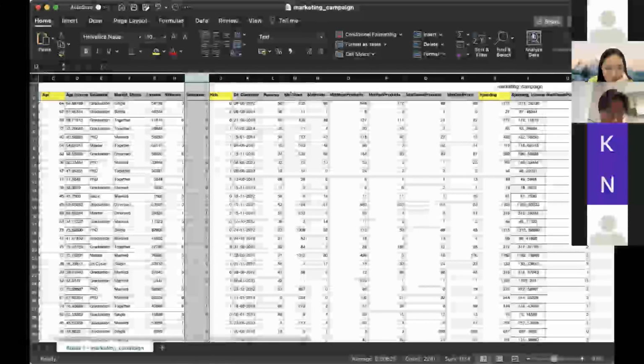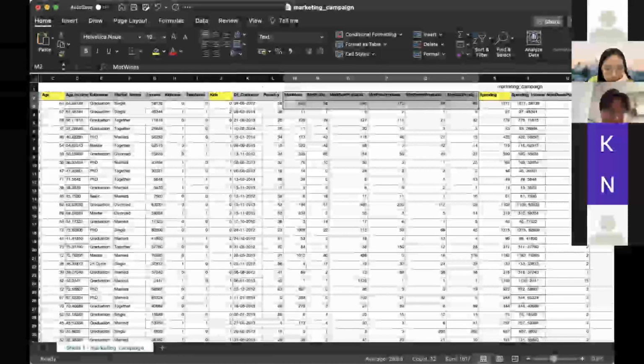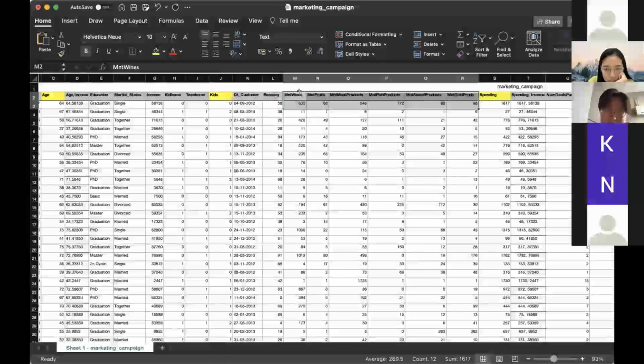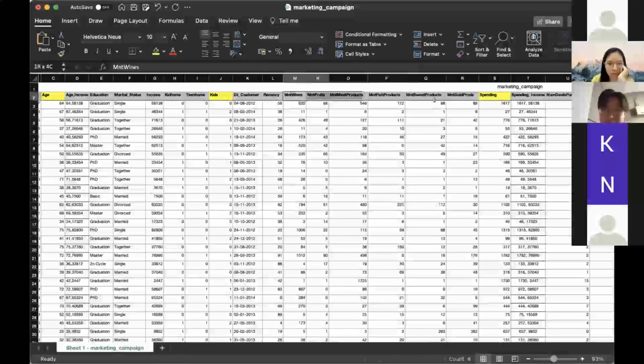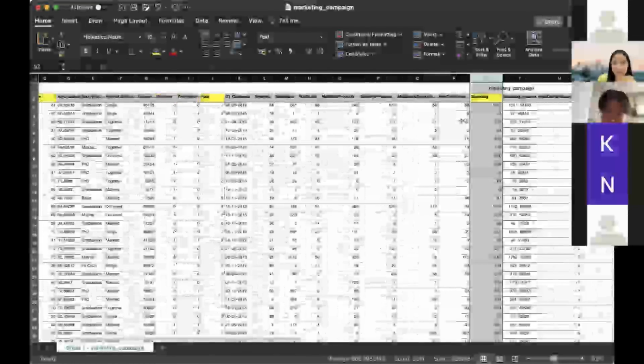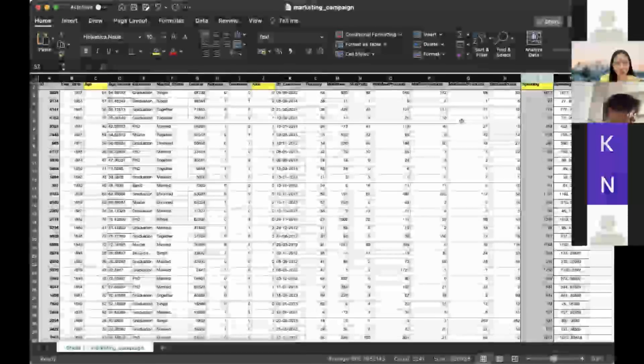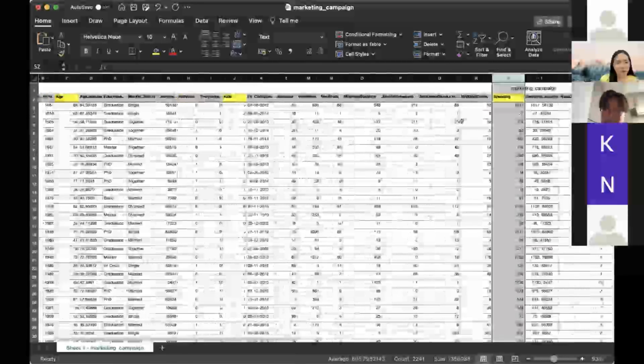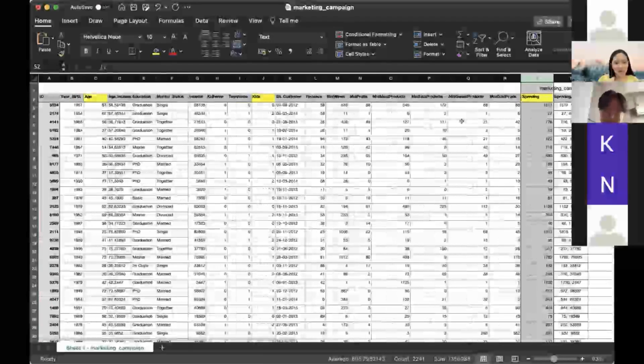Next, the next thing is all the products. I just combined them, because they're separated into the specific products that customers bought. So I'll just combine all the spending into one total spending. Okay, same thing. It may or may not be a good idea.